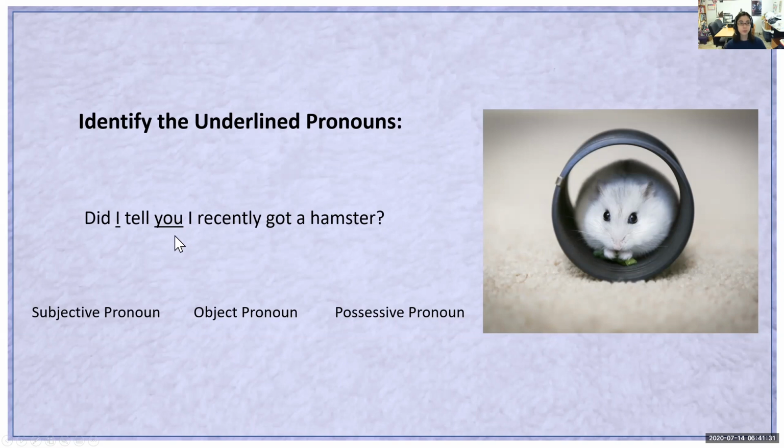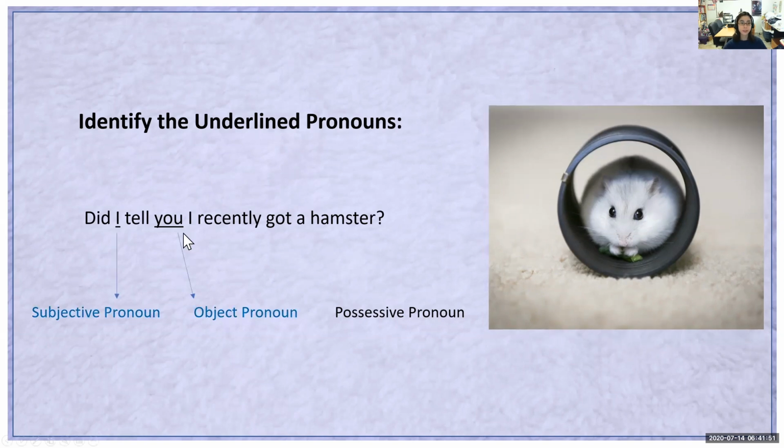What about you? Is you a subjective pronoun, the subject of a sentence? Or is you an object pronoun receiving the action? Or is you a possessive pronoun demonstrating ownership? If you said that you is an object pronoun, you are correct. You are receiving the action of me telling you that I recently got a hamster. So that's why you is going to be an object pronoun. And then once again, I is a subjective pronoun.